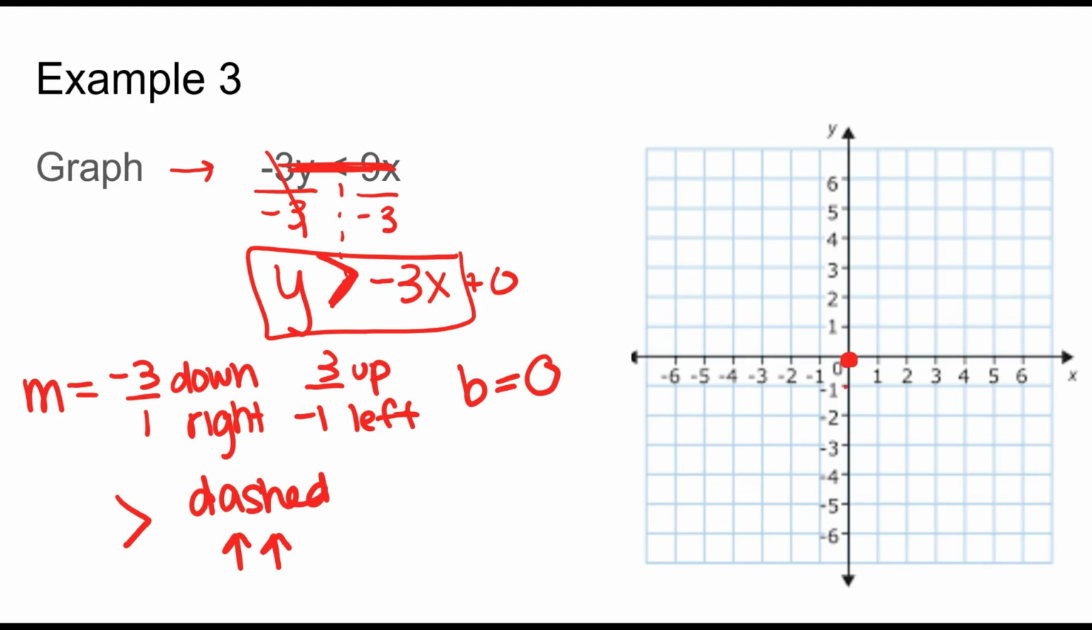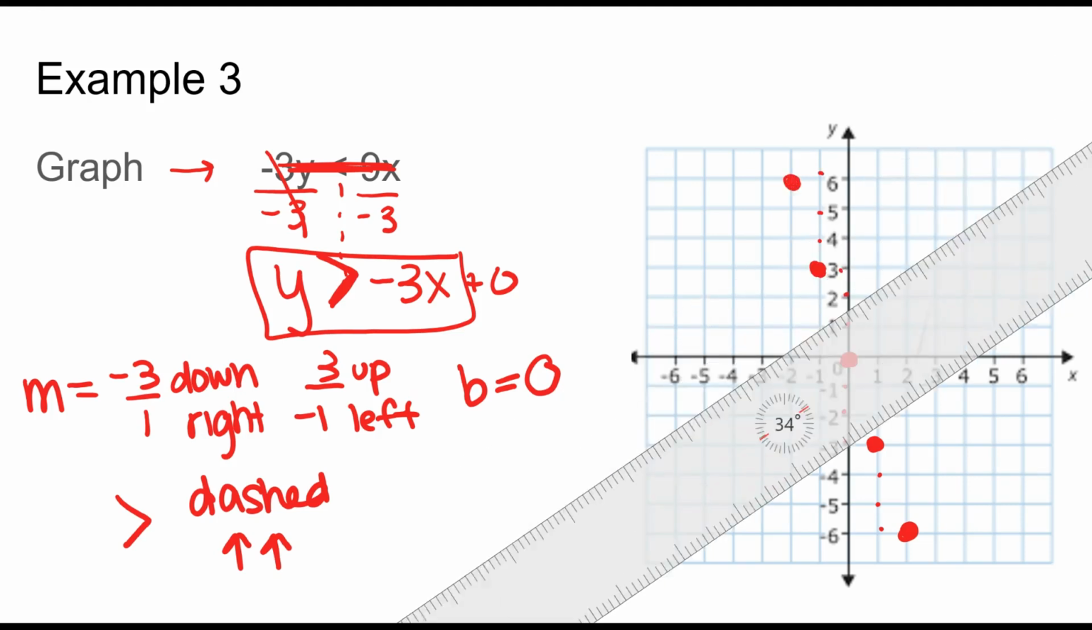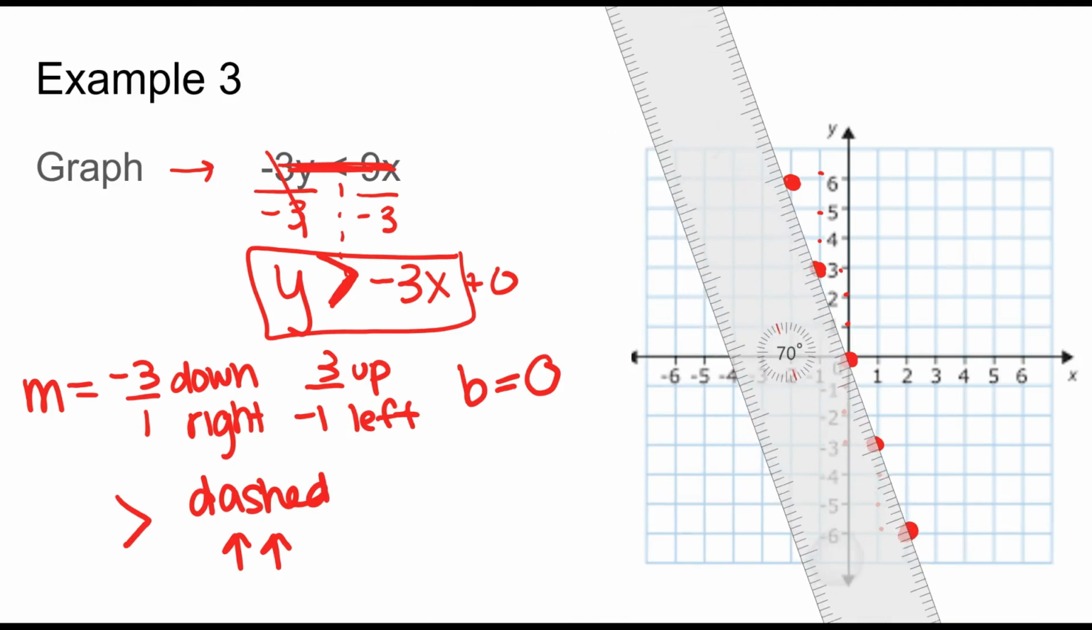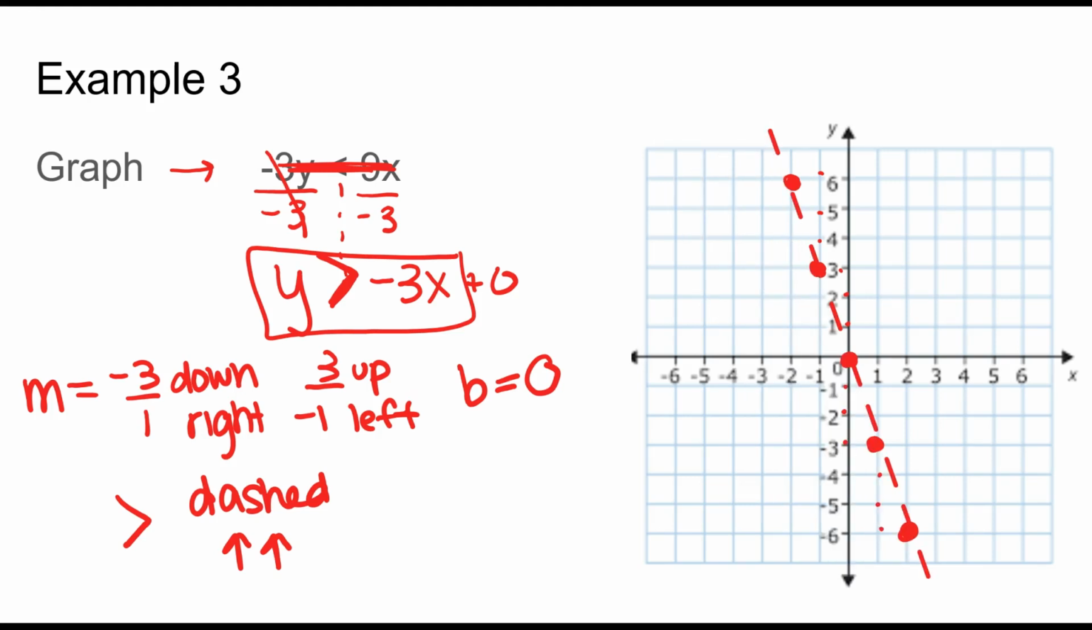We're going to move down 1, 2, 3, and to the right 1. 1, 2, 3, to the right 1, up, 1, 2, 3, left, 1, 2, 3, left. Grab our straight edge. Now be careful, we are drawing a dashed line. You'll see later in the video I made a little mistake. I got excited and just started connecting. So be careful.